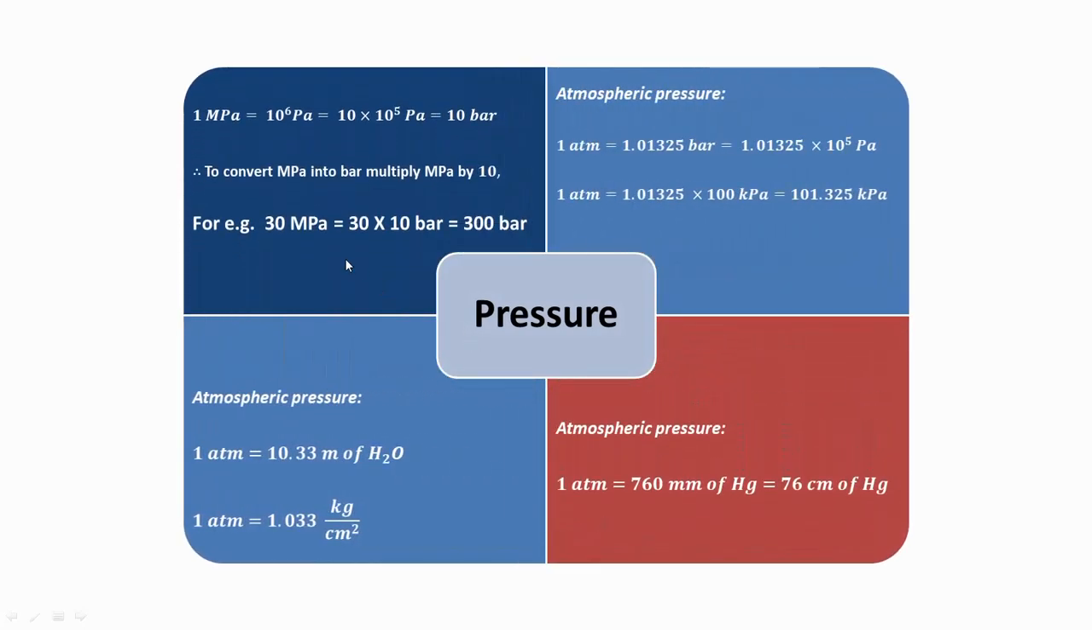Now the most important part is the 1 MPa. Mega means 10 raised to 6 Pascal. Now 10 raised to 6 can be written as 10 into 10 raised to 5 Pascal. Now 10 raised to 5 Pascal is nothing but bar. So this term is equal to bar. So we can say that for MPa to bar conversion, you have to use the multiplication factor as 10.